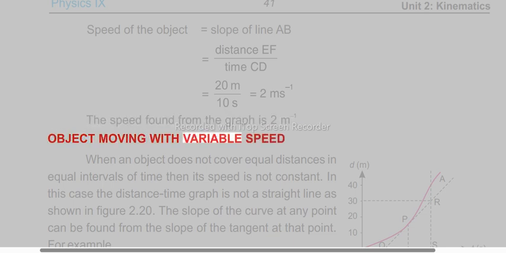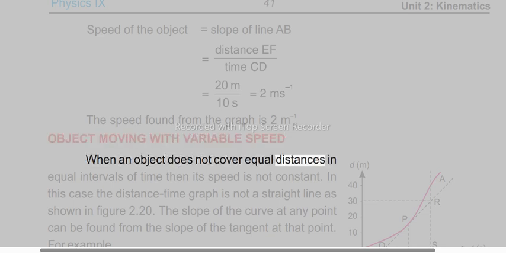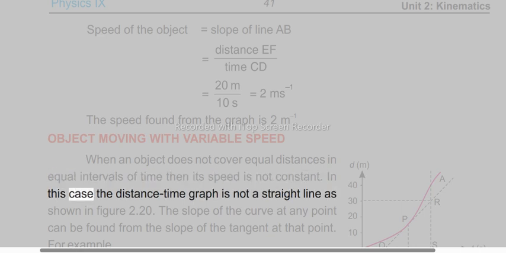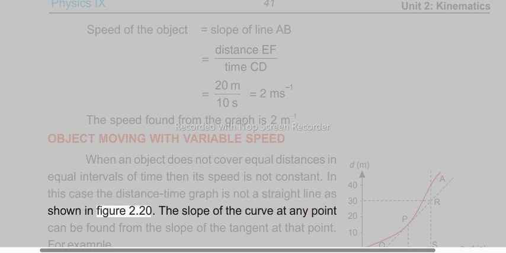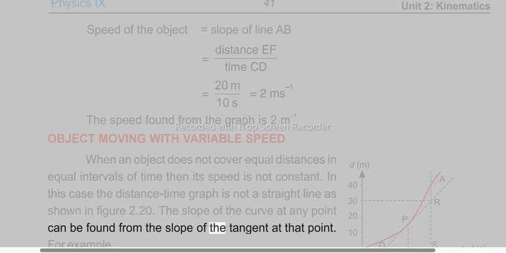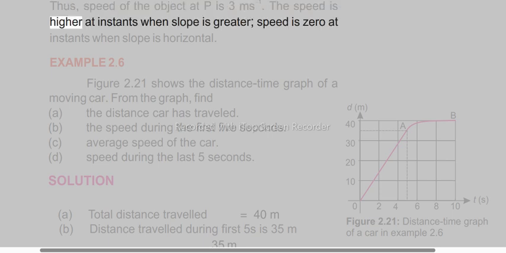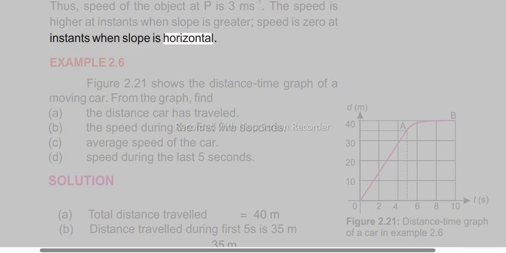Object moving with variable speed. When an object does not cover equal distances in equal intervals of time, then its speed is not constant. In this case, the distance-time graph is not a straight line, as shown in Figure 2.20. The slope of the curve at any point can be found from the slope of the tangent at that point. Thus, the speed of the object at P is 3 m/s. The speed is higher at instants when the slope is greater. Speed is 0 at instants when the slope is horizontal.